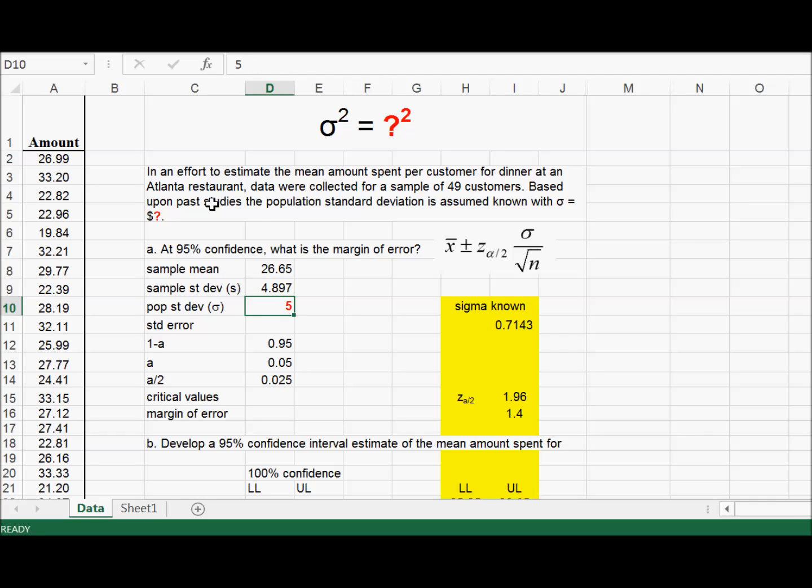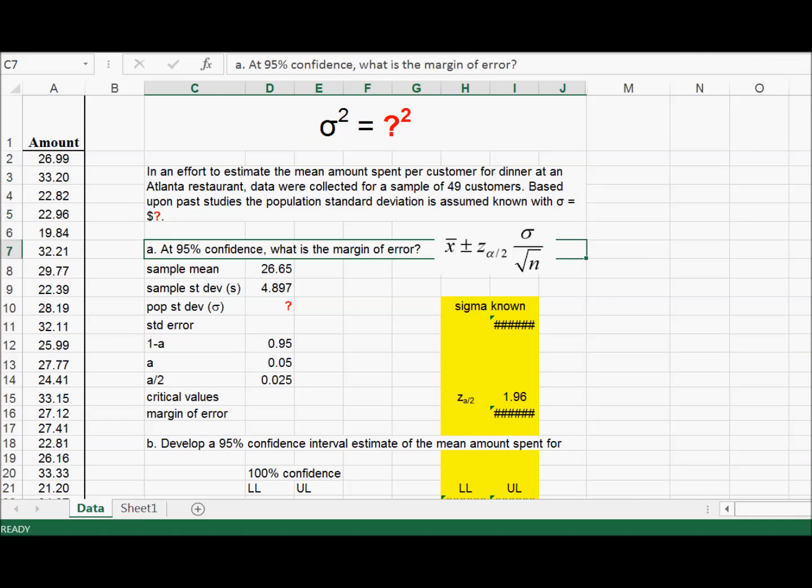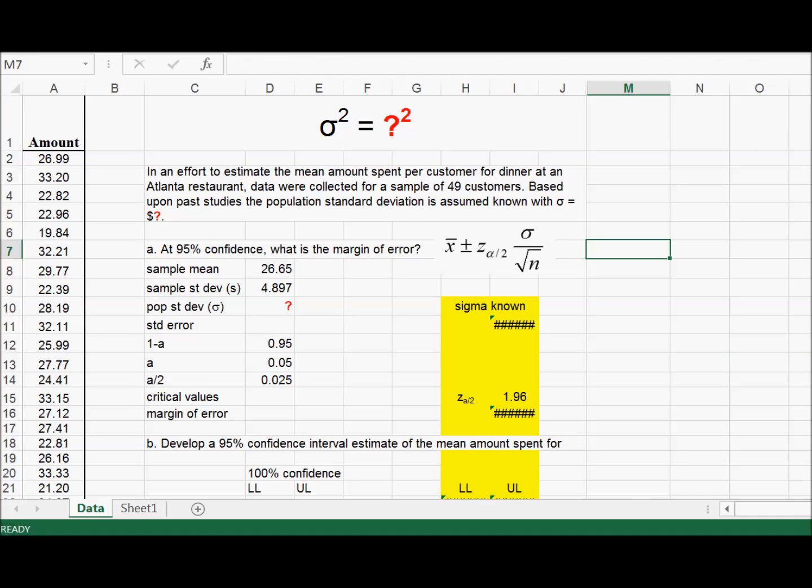Now, when I type in a question mark here, what's going to happen? All of a sudden we can't compute the standard error, the margin of error, and the confidence interval, right? So what do we do in this case? What do we do? If we don't know sigma, what do we do?